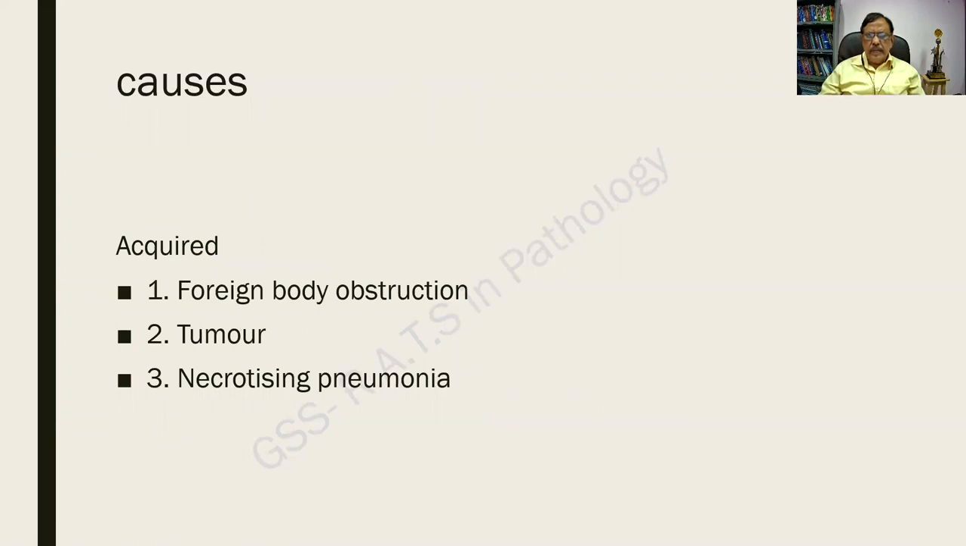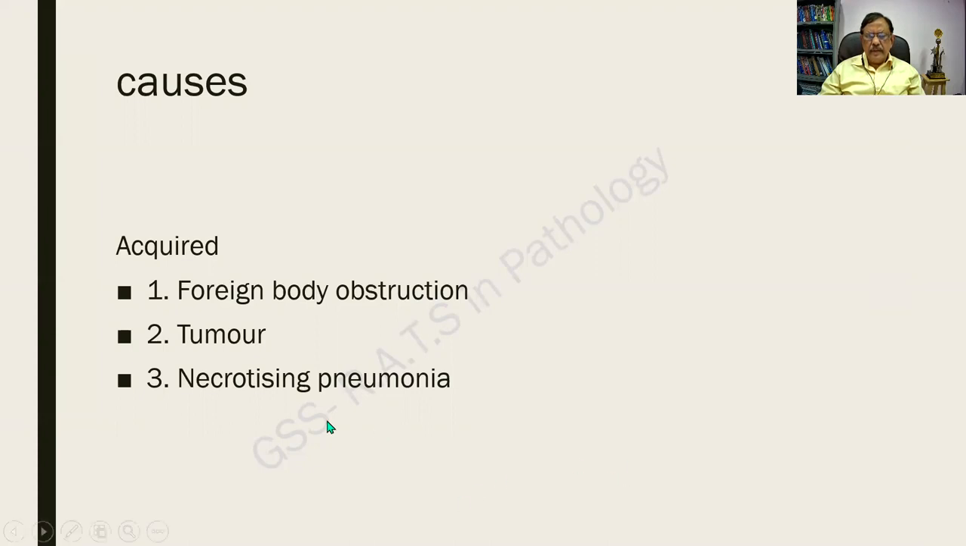The acquired causes are: 1. Foreign body obstruction. 2. Obstruction due to a tumor. Foreign body obstruction is common in children and tumors in elderly people. Both of these act as ball valves, in the sense that they allow the flow of air into the bronchial tree but prevent it from going back, as a result of which there is an accumulation leading to pressure, stasis, and then distension.